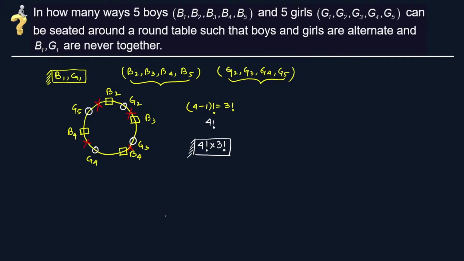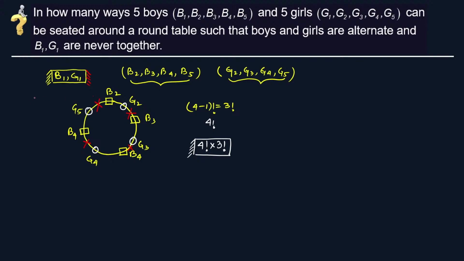There are 4 such places where B1 and G1 can be placed when they are sitting in this manner. Because if you place the B1 and G1 box in these places, then your boy, girl rule will still be valid in our problem. So there are 4 such ways in which they can be placed if B1 is first and G1 second.